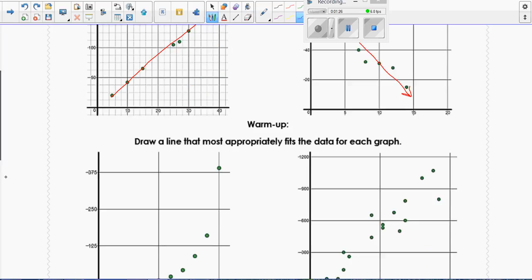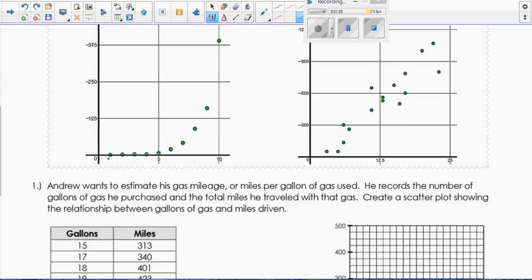This one down here looks exponential. If you follow the data, it should look something like this. And this one over here is pretty scattered, but you can see it still looks linear. So something like that. Make sure you put arrows on the end of your line. Alright, so example 1.